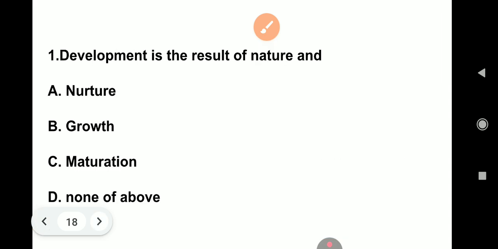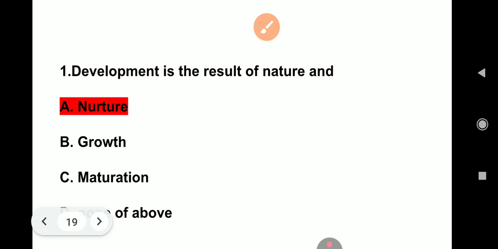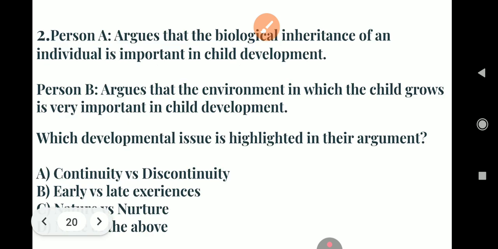So now let's see some questions. Development is the result of nature and nurture. Person A argues that the biological inheritance of an individual is important in child development. Person B argues that the environment in which the child grows is very important in child development. Which development issue is highlighted in their argument? This is also an easy question.